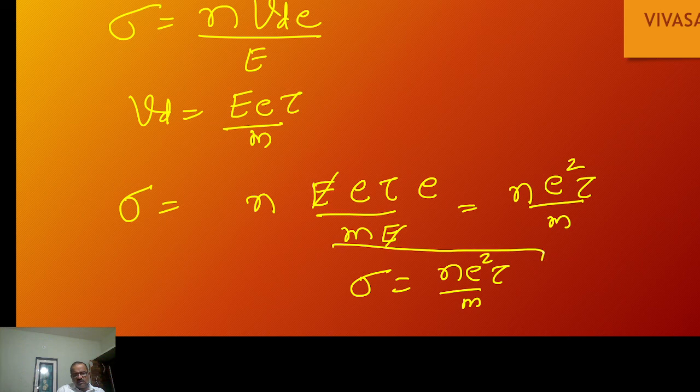This is our required equation, n e squared tau upon m, and I say this is one of the most important equations. It is used in higher studies also. When you study current electricity and the charges, the conductivity is given by this equation. This is one of the most important videos where you can practice these questions.